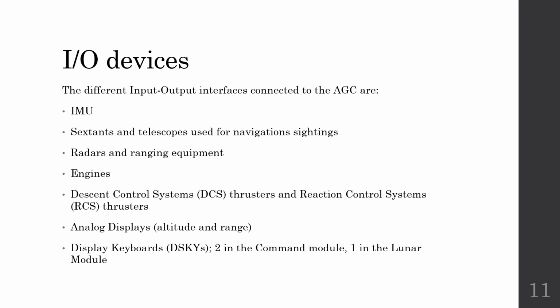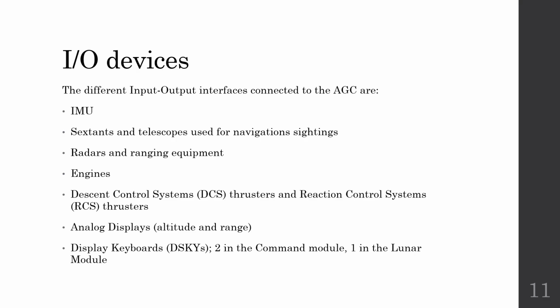So these radars and ranging equipment measure how far the spacecraft is from the surface of the target, and provide the data to the AGC. And engines, thrusters, and descent control systems. All of these are output devices, which, according to the inputs provided to the AGC, calculate the required thrust, required velocity, and everything else. And then the thrusters and other output devices are operated accordingly.